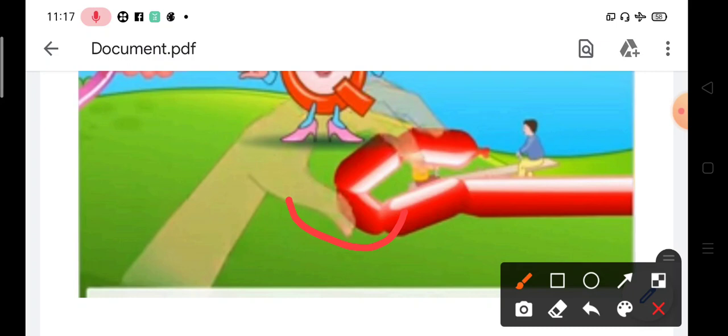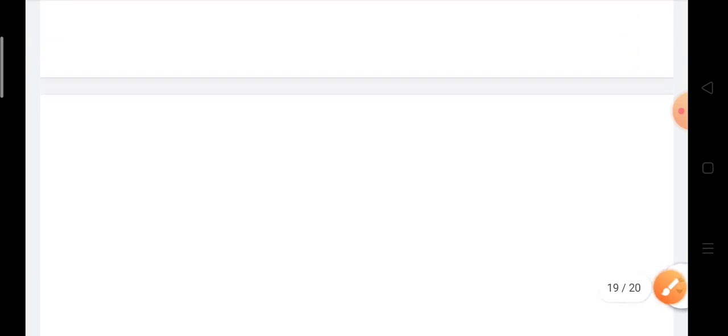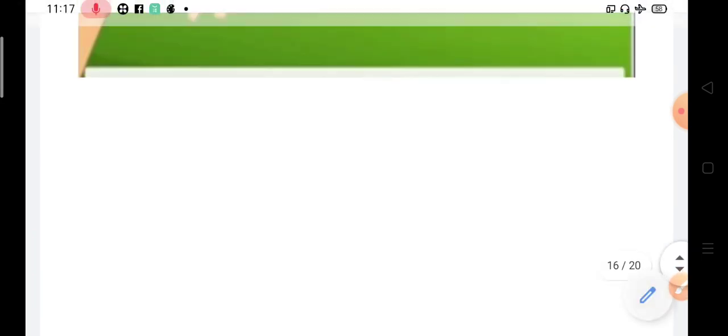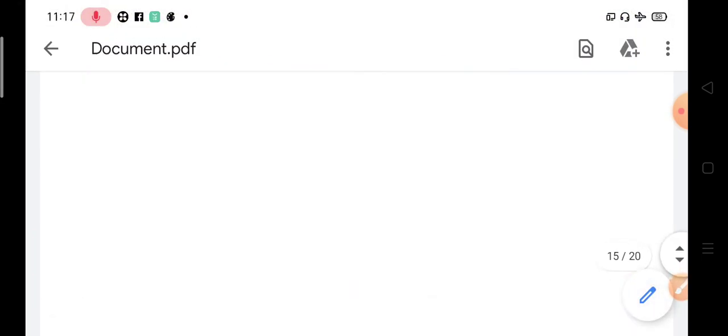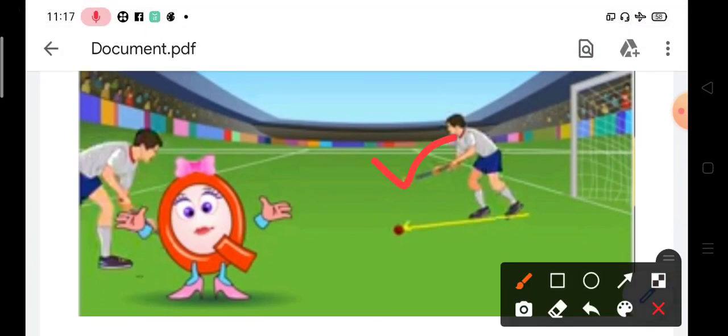Now next is force can change the direction of motion of a moving object. When force is applied, the direction of motion of the moving object also changes. Here we have taken an example of a ball. This boy is playing hockey. He has hit the ball with the hockey stick. So the ball which was over here moves in this direction. So force can change the direction of the moving object.